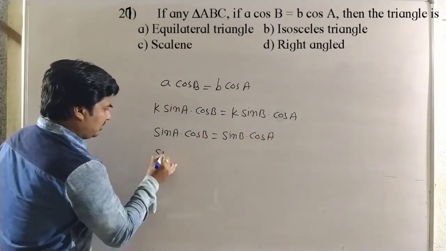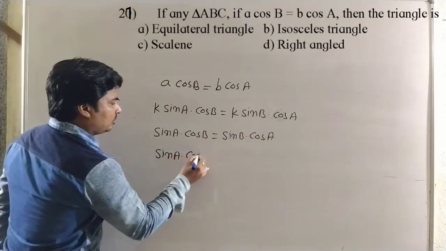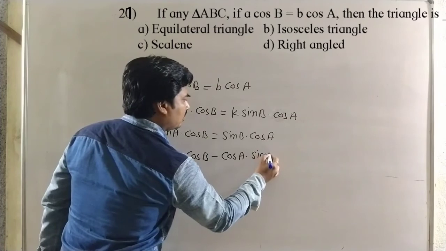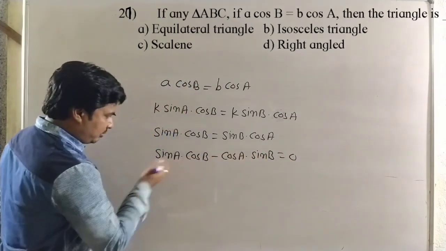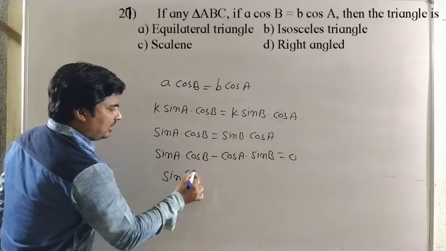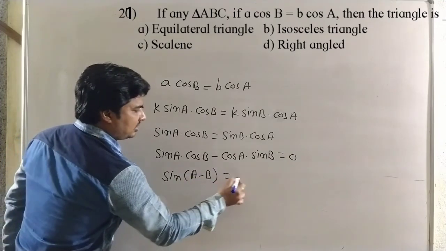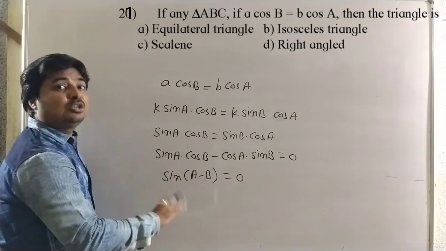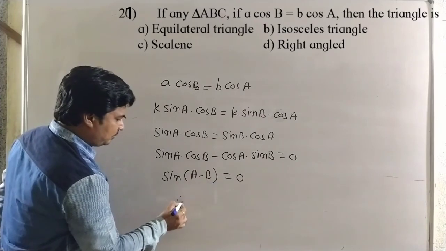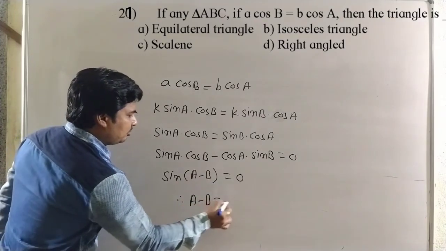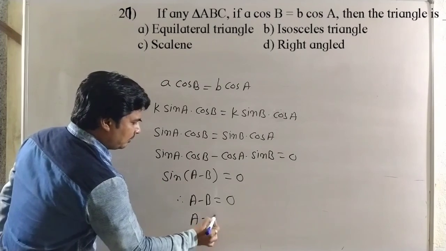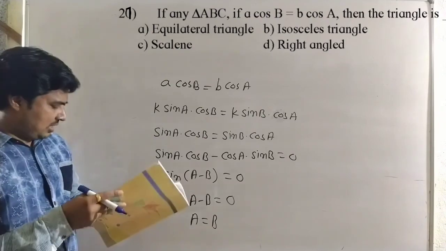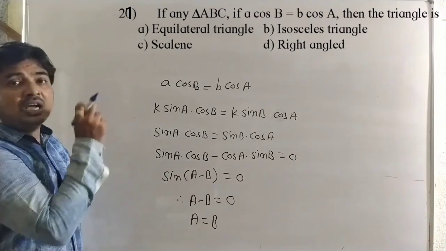Then again we write sine A into cos B minus cos A into sine B is equal to 0, and this is the formula for sine (A minus B) is equal to 0. Sine (A minus B) is equal to 0, therefore A minus B is equal to 0, and then A is equal to B. In a triangle, when two angles are the same, it is an isosceles triangle. That is option B. See carefully, it is an isosceles triangle.